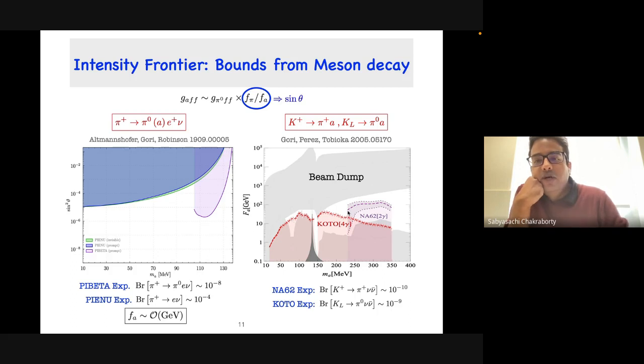So this is from pion and kaon decays, but please notice that in every case, you cannot extend the mass up to over a few hundred MeV because of the constraints on kaon mass and pion mass.